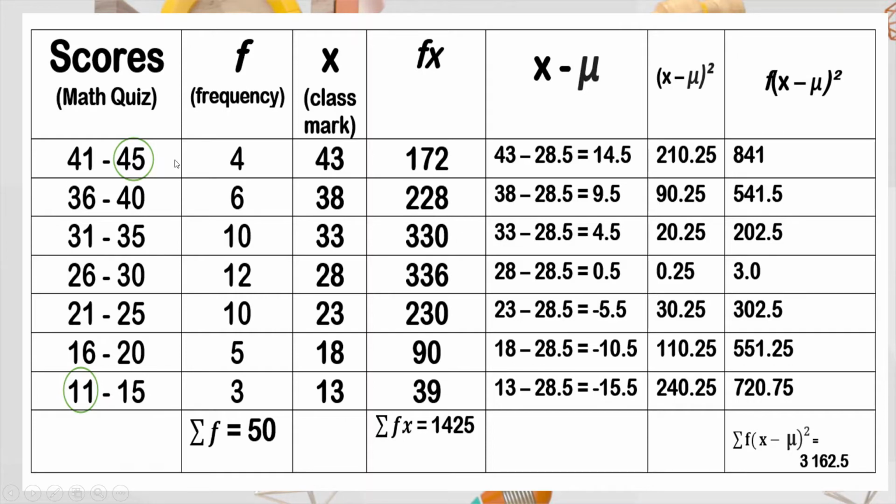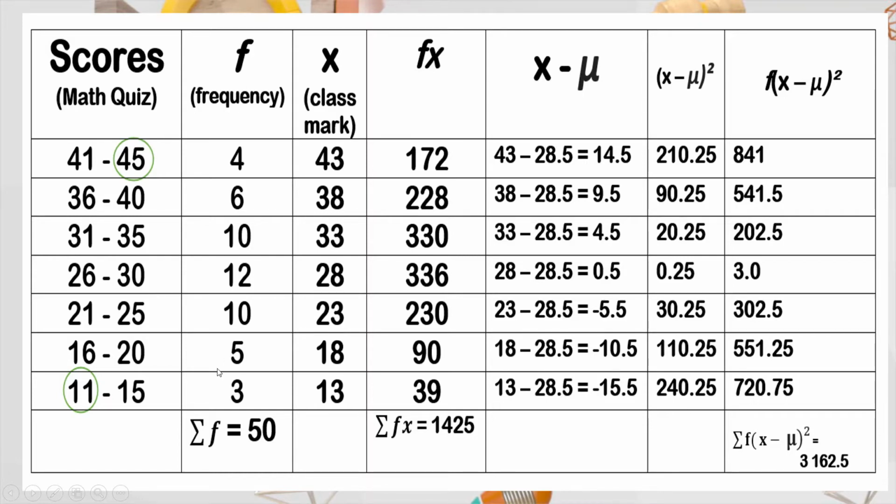Now, encircled here is 45. 45 is the upper limit of the highest class, and encircled here is 11. 11 is the lower limit of the lowest class. Why are we emphasizing these two numbers? These two numbers are going to help us find the lower boundary of the lowest class and the upper boundary of the highest class to compute for the range, of course.